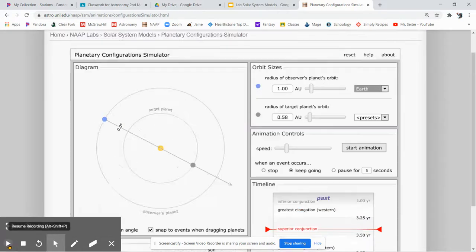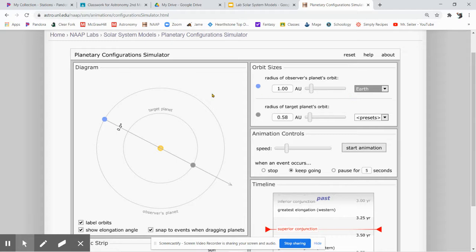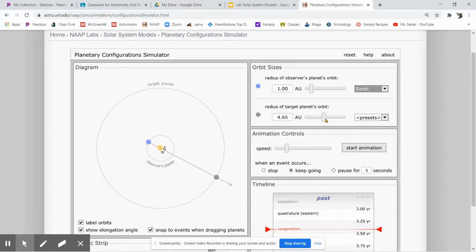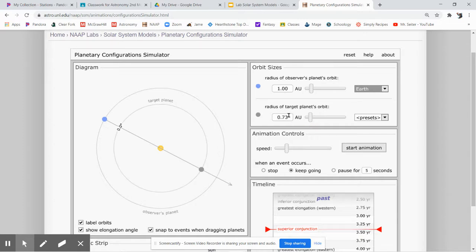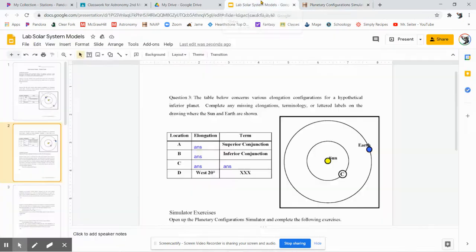Be right back. Okay, so we want to make sure we're at Earth, and then right here is where we set up whether it's a superior or an inferior planet. We'll just set it at 0.5. That's where I'm going to do it. 0.5. There it is. Okay. There we go. Now let's take a look at this.